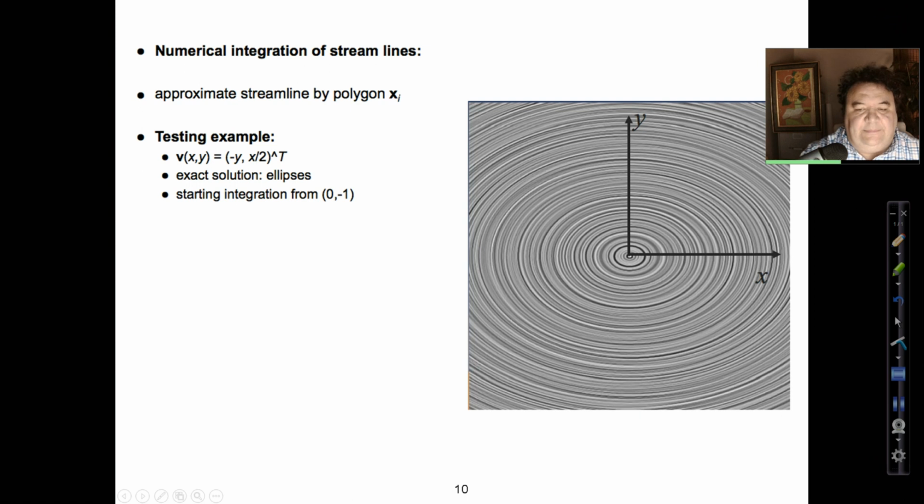So let's look again at the practical use of those approaches. Here we look at, again, doing a numerical integration, and we look at an example that geometrically is very easy to interpret in terms of judging the quality of the result. If the vector components are x and y, where the x component is minus y, and the y component is x over 2, this field gives a set of concentric ellipses. So any streamline here should be an ellipse around the origin.